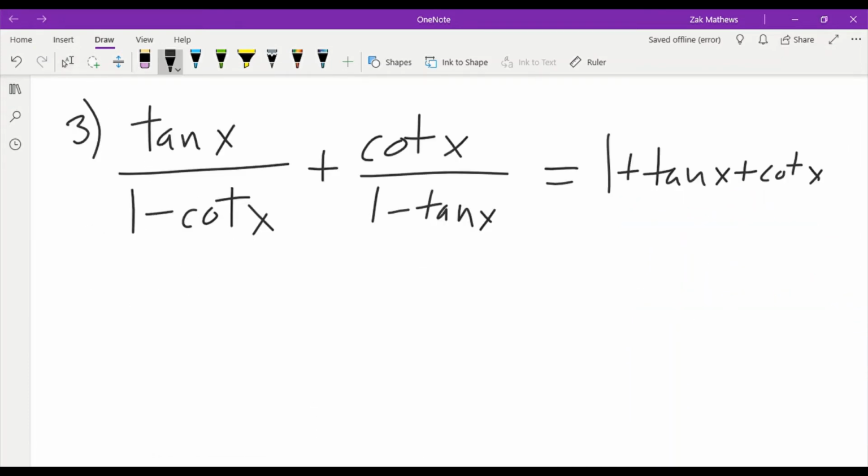Let's take a third example. We have tangent x over 1 minus cotangent x plus cotangent x over 1 minus tangent x equals 1 plus tangent x plus cotangent x. Left-hand side looking significantly more complex to me.